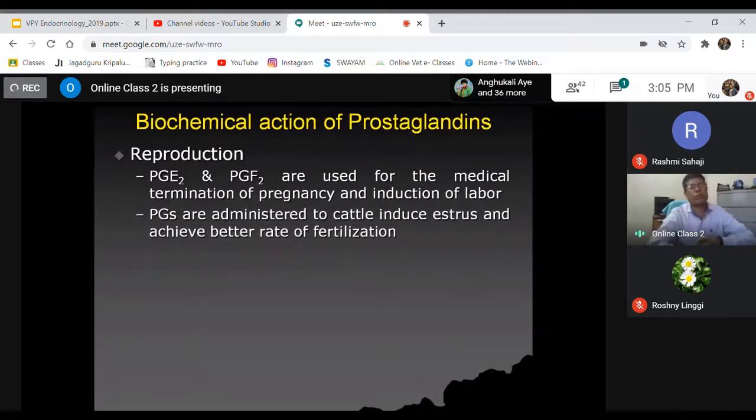Reproduction. Prostaglandin E2 and F2 are used for medical termination of pregnancy. If you want to terminate the pregnancy, then these two prostaglandins may be used, and also for the induction of labor. The prostaglandins are administered to cattle to induce estrus and achieve a better rate of fertilization.